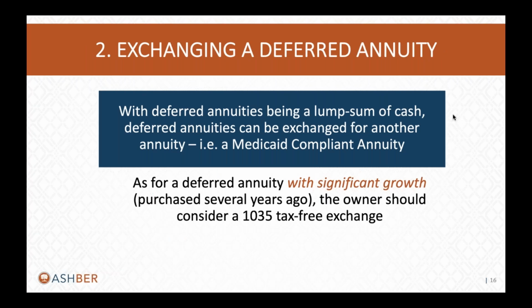With deferred annuities being a lump sum of cash, deferred annuities can also be exchanged for other annuity policies. So the only option, or the second option, I should say, for a deferred annuity versus just surrendering the contract would be to exchange the annuity for another type of annuity. And sometimes we look at using a Medicaid compliant contract when we are doing an exchange of an existing deferred annuity that would be considered a lump sum of cash.